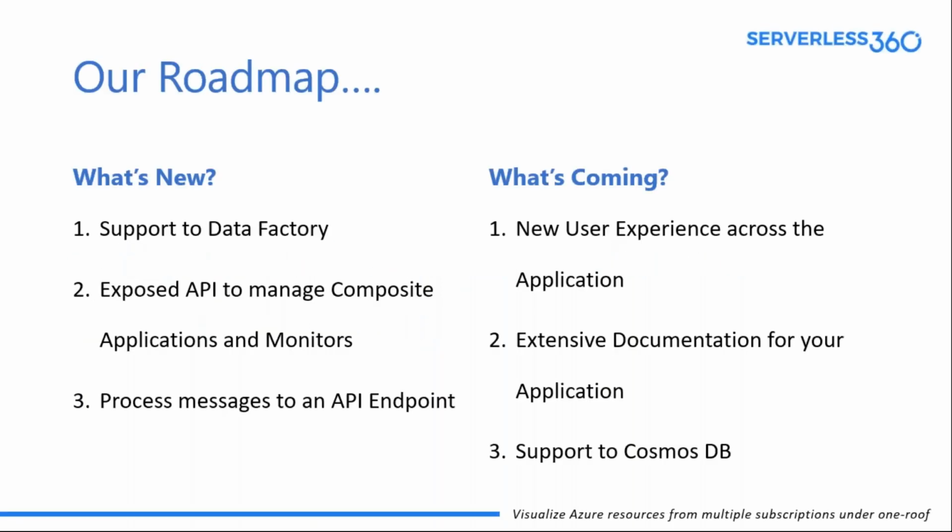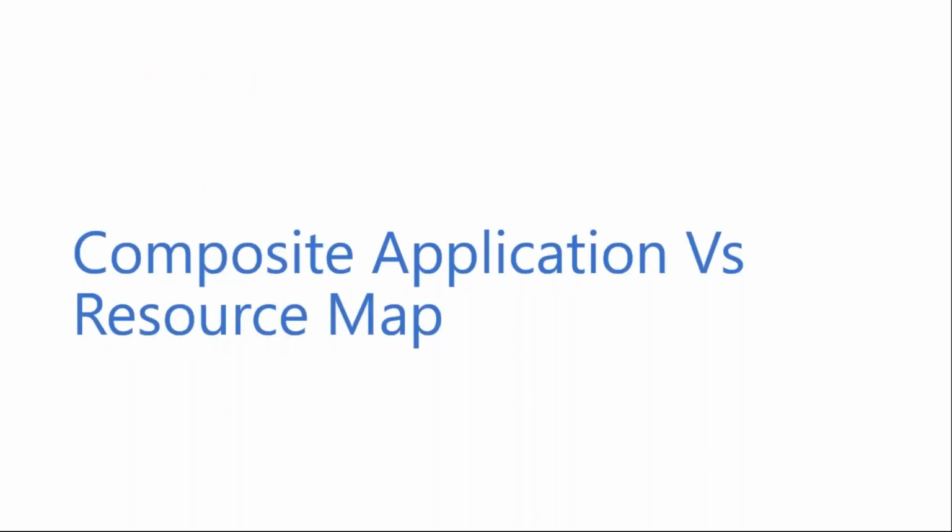So to summarize, I would say composite application is an entry point to manage and monitor the supported Azure integration services, whereas resource map facilitates governing all Azure resources by organizing them under scopes and environments. Yes, you're correct.